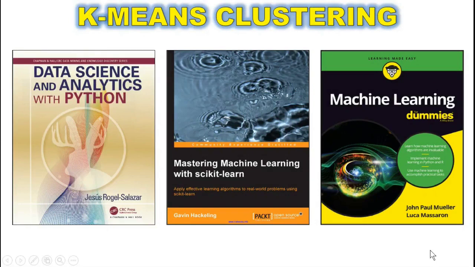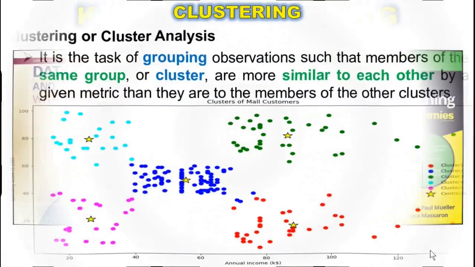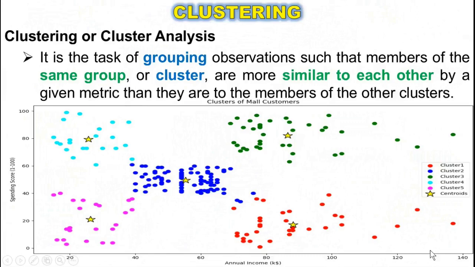Today, we study k-means clustering in machine learning. Clustering or cluster analysis is the task of grouping observations such that members of the same group or cluster are more similar to each other by a given metric than they are to the members of the other clusters.